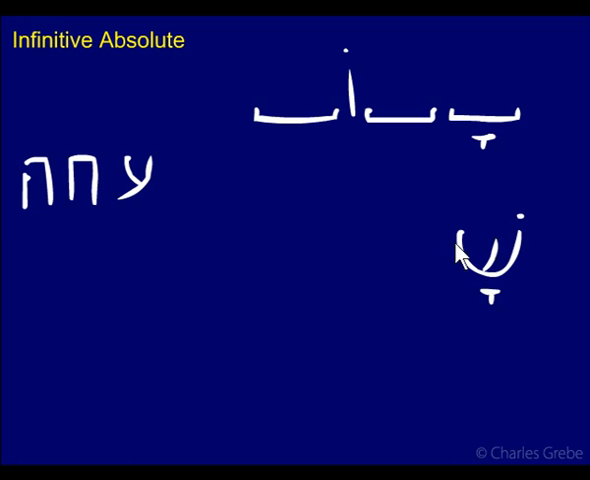So, an example here would be shalach. So we've got our qamets there. Second root letter is lamed. Shalo. Here's our theme vowel for the infinitive absolute. And then we have het. Shaloach. It's not shaloch, it's shaloach. Okay, and this means to send, or shalach means to send.